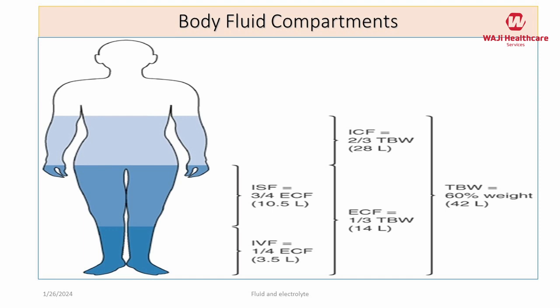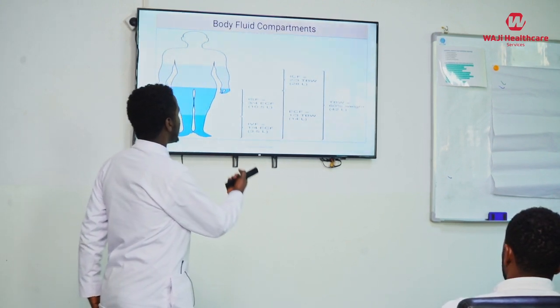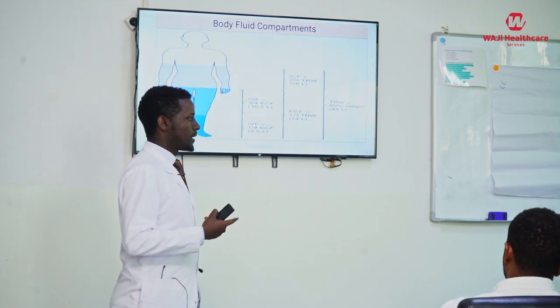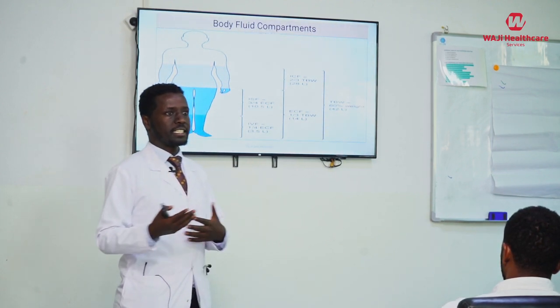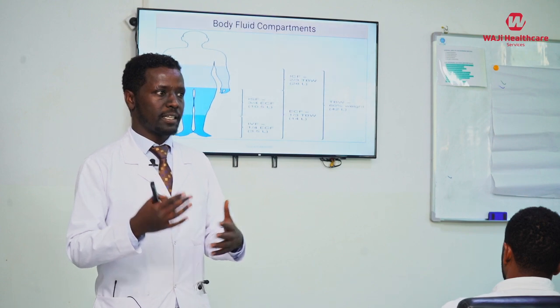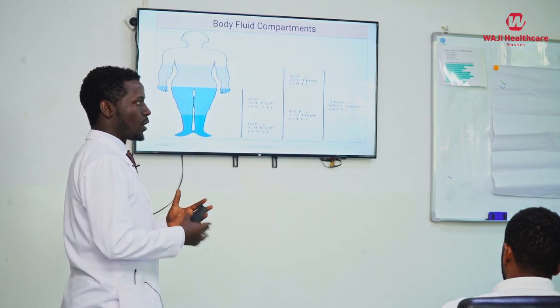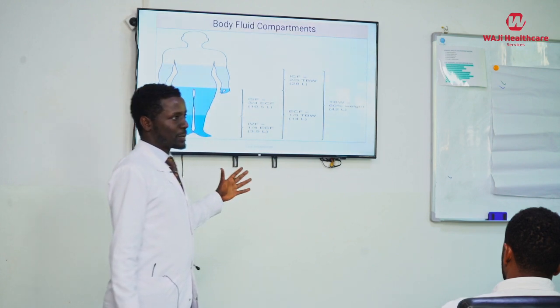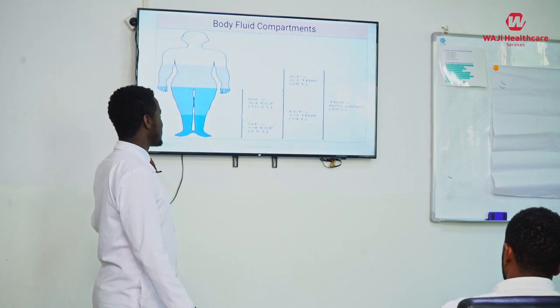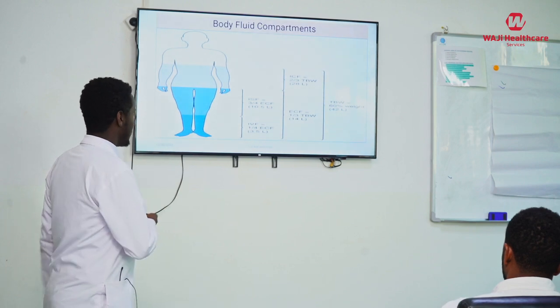The interstitial fluid is the fluid that is not inside the cells but between the cells, in the interstitial space. It's around 10 liters, or 3/4 of the extracellular fluid. The remaining 1/4 is the intravascular fluid, the blood plus the plasma circulating inside our vessels, which is estimated to be around 3.5 liters. So this is the total distribution of our body fluids.